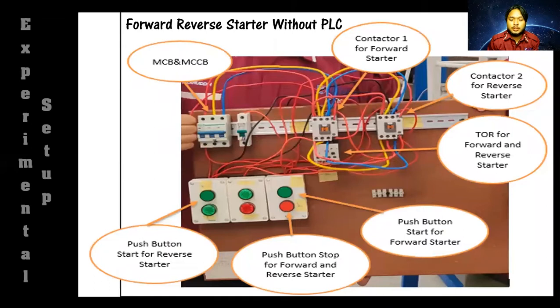This is the setup for the forward reverse starter without PLC. We have MCB and MCCB, contactor 1 for the forward starter, contactor 2 for the reverse starter, TOR for forward and reverse starter, push button start for the forward starter, push button stop for forward and reverse starter, and push button start for the reverse starter.